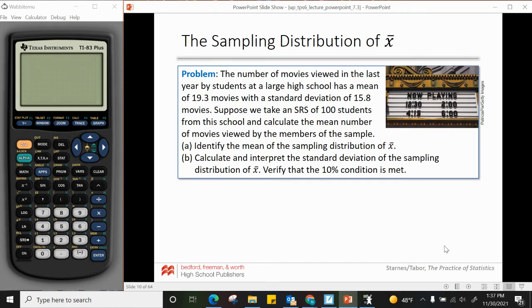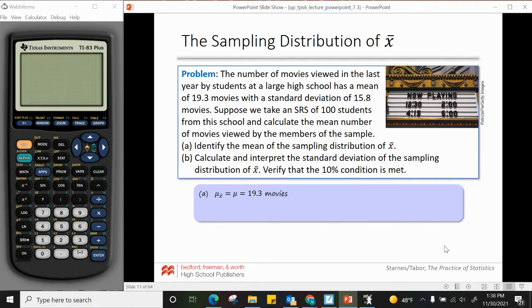All right, so here is a sampling distribution of X bar. The number of movies viewed in the last year by students at a large high school has a mean of 19.3 movies and a standard deviation of 15.8. Suppose we take an SRS of 100 students from this school and calculate the mean number of movies viewed by the members of the sample. Identify the mean of the sampling distribution of X bar and calculate and interpret the standard deviation of the sampling distribution of X bar while verifying the 10% condition.